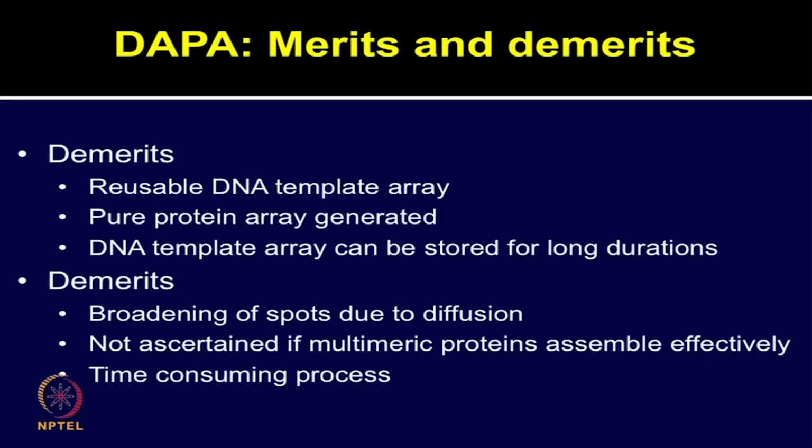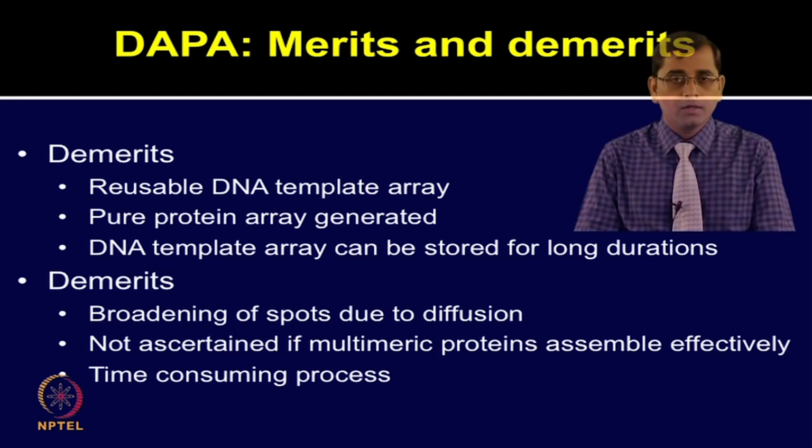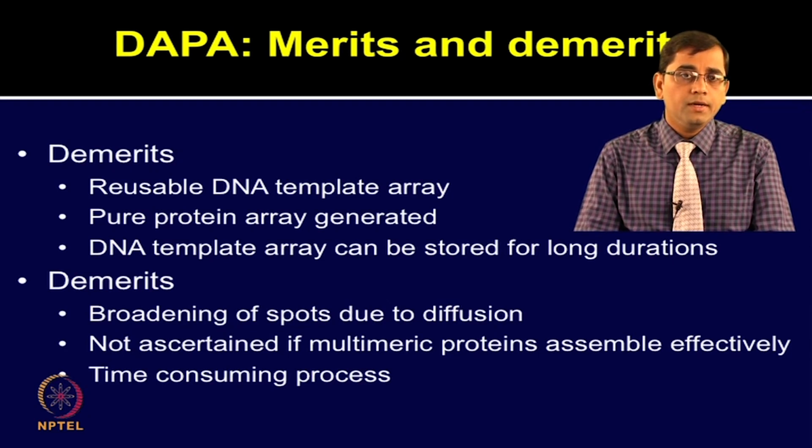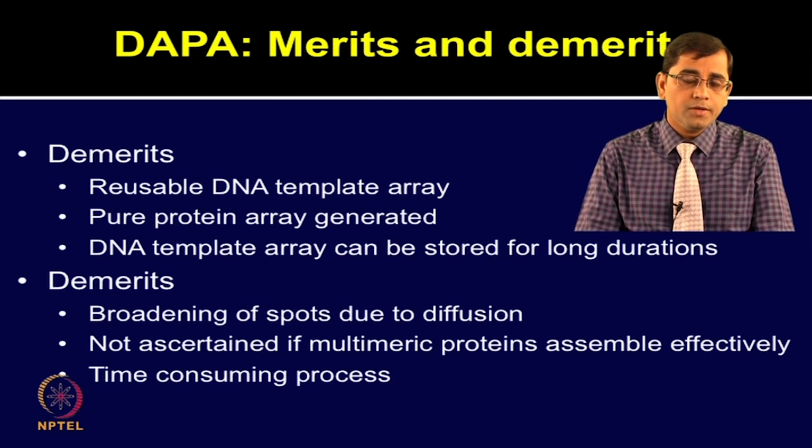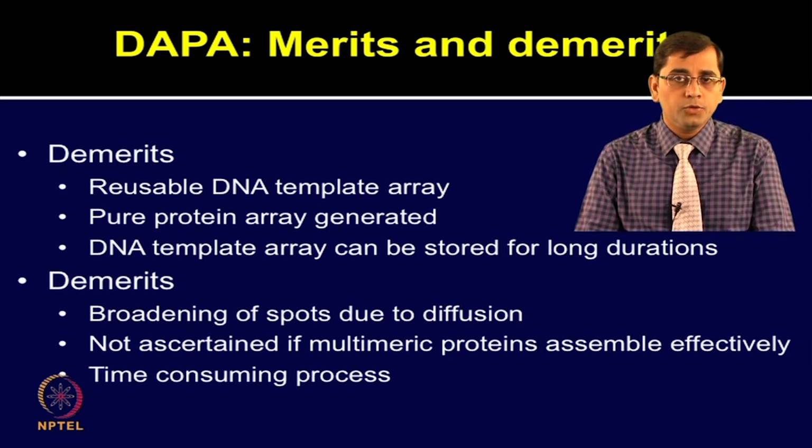DAPA method provides few advantages as compared to the previously described methods. One could get pure protein because the protein is diffused from the membrane. The reusable DNA template is able to print multiple chips by using this chemistry, and the source template, which is DNA, that array can be stored at room temperature for long duration. When there is a need for making the protein array, one can use the membranes with the lysate, followed by generation of multiple protein arrays.